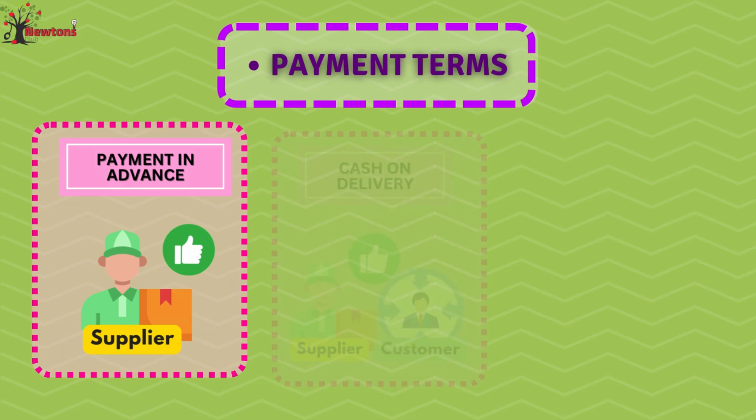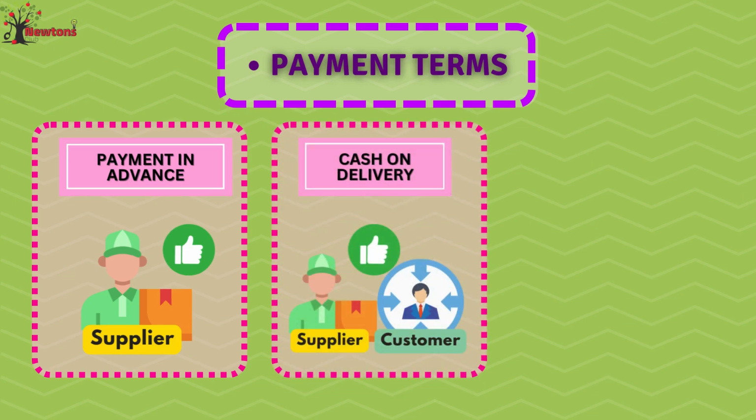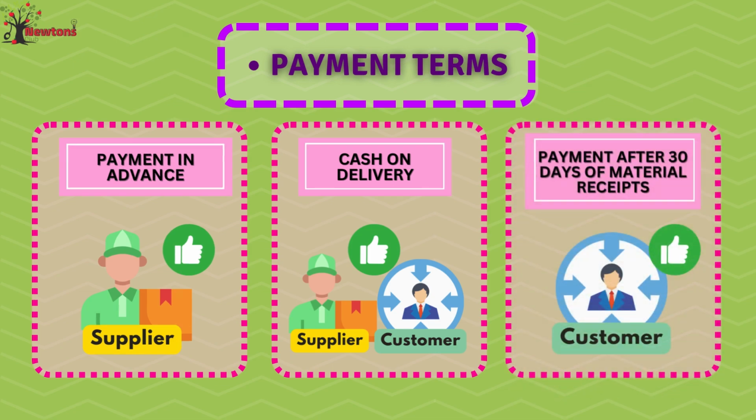Number two, cash on delivery. A win-win situation for both. And number three, payment after 30 days of receiving the material. The customer loves this, but supplier hates it. And there are many other methods which we'll encounter during practical exercises.